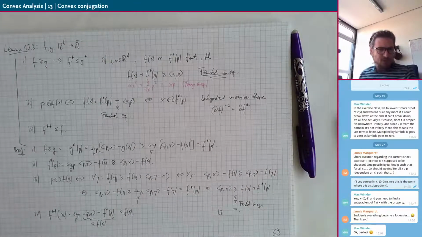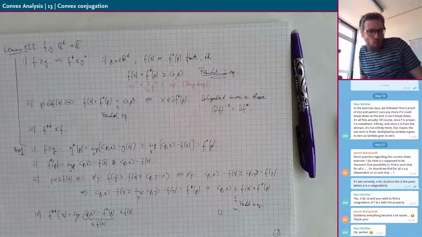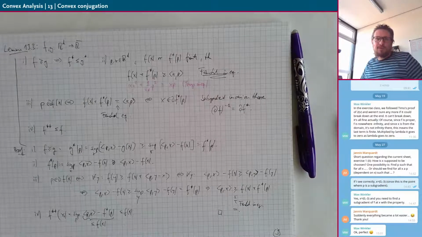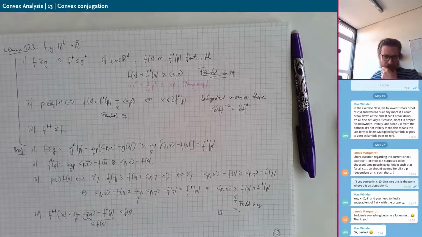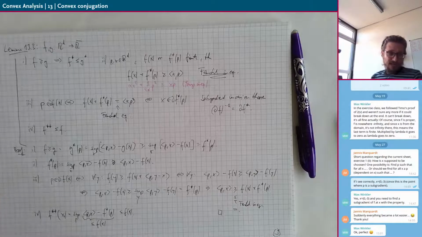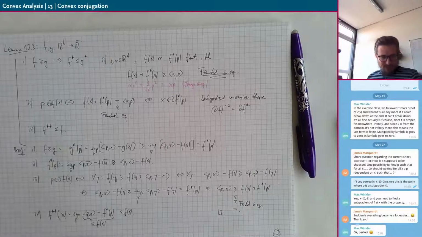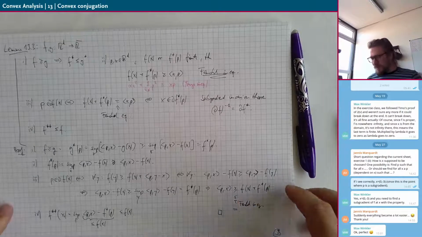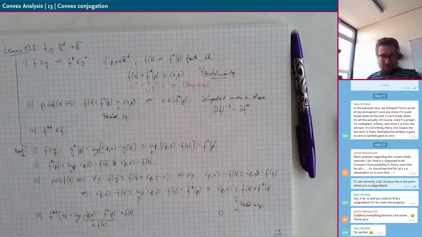What we're going to show next is, so we already know that the conjugate is always convex and lower semi-continuous. What we don't know yet is what happens if f itself is convex and lower semi-continuous, or does it even help? And we'll come to that next. First there's a lemma, and then there's a big theorem, the Fenchel-Moreau theorem, which really characterizes when the function is equal to its biconjugate.